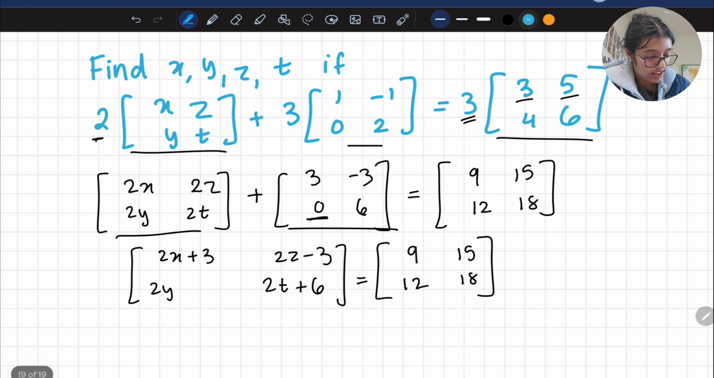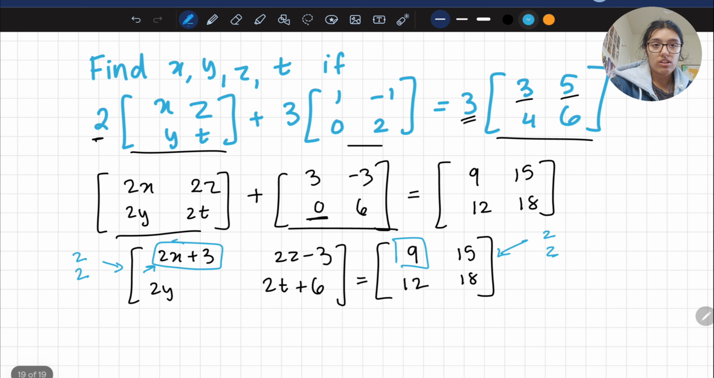And that is because let's take this and this. These two terms have to be equal. This is because this has 2 rows and 2 columns, and this also has 2 rows and 2 columns. This means that the element in row 1, column 1 has to be equal to this element in row 1, column 1. This element over here in row 1, column 2 has to be equal to this element over here in row 1, column 2.